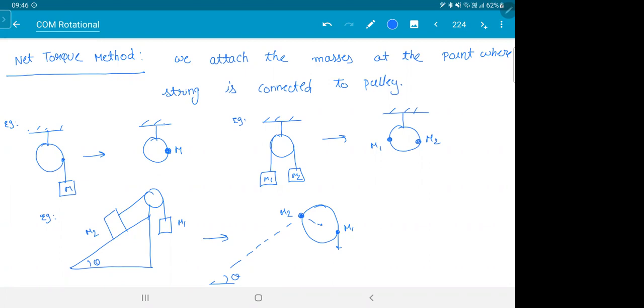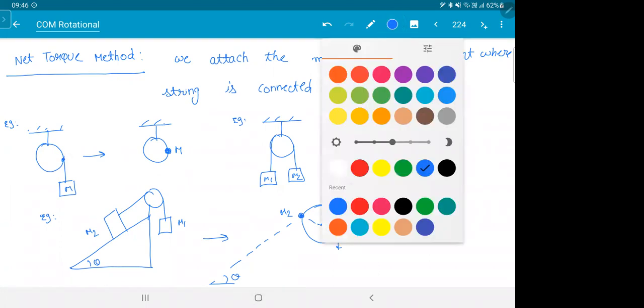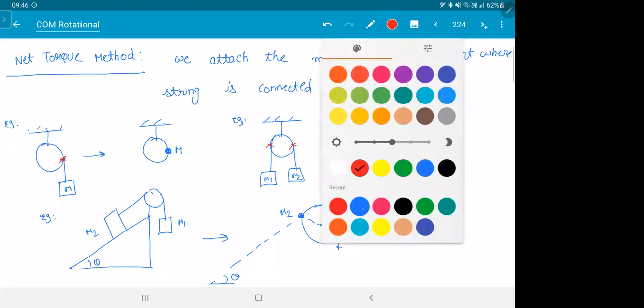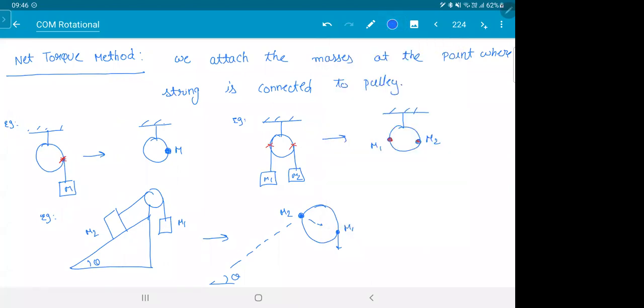What I was saying here, in the net torque method, we attach the masses at the point where the string is connected to the pulley. Meaning in this case, look, where is the string attached? This point. So take the mass and put it there. The string is attached here and here. Take the mass and put it there. Meaning you just eliminate the string. Assume as if it is welded here. Got it? So that's the first thing you need to do. Then turn the page. Put it down fast.